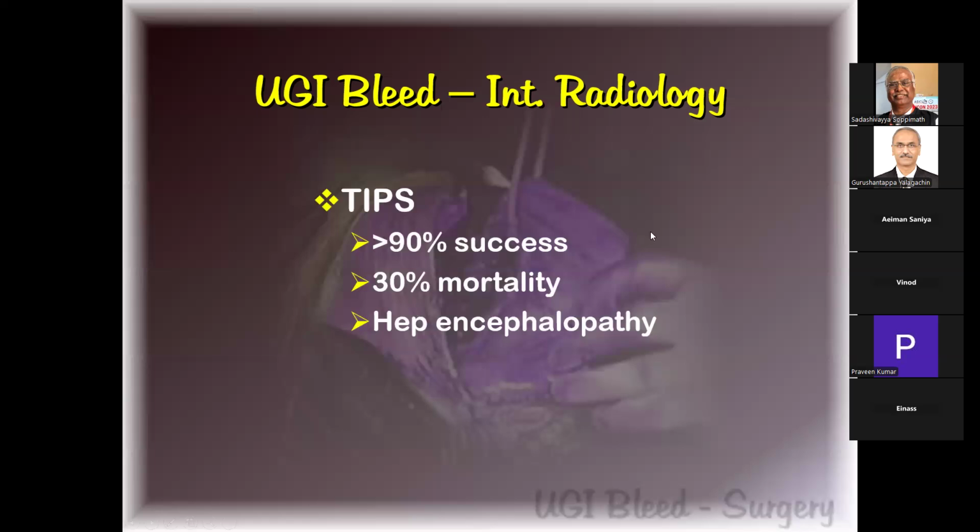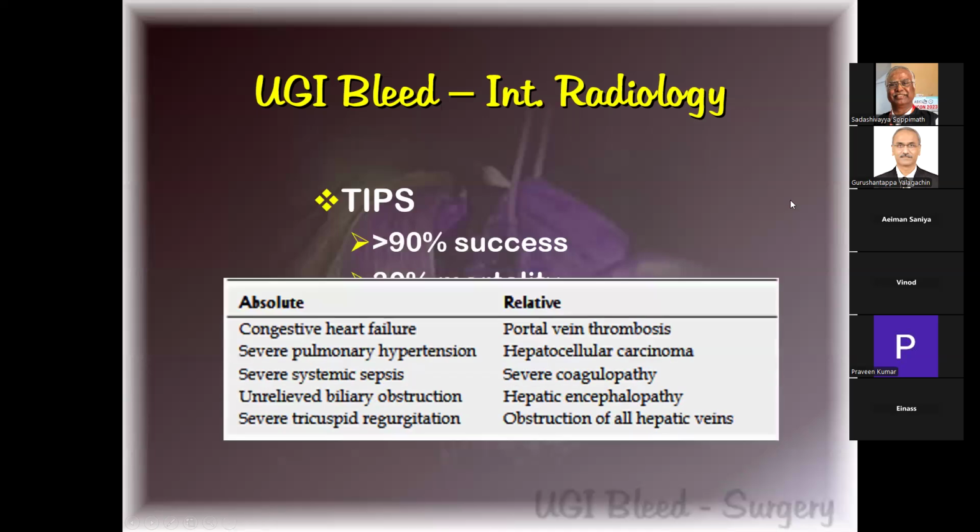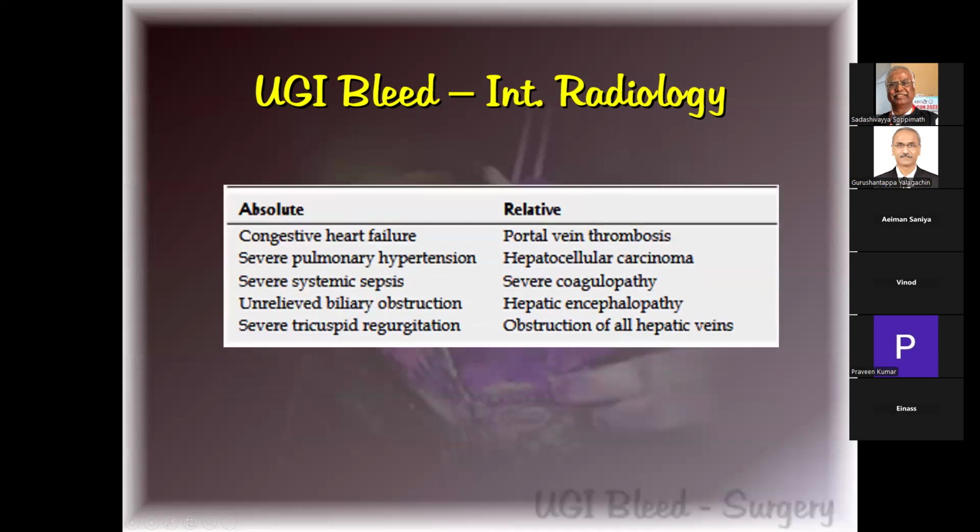Okay. So, as I said, when you do not know the exact source of bleed in portal hypertension, and I'm not talking about non-PHT bleed, then you have an option of TIPS. TIPS is generally available in all major cities. There is a 90% success rate, but please note mortality is very high, 30%. And there is a high incidence of hepatic encephalopathy also. TIPS is not such a great tool because of this.